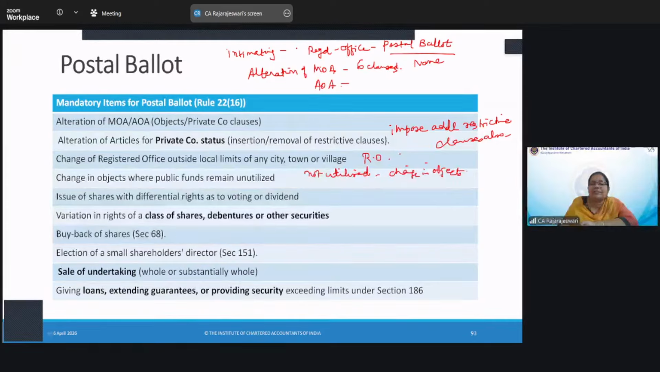Then issue of shares with differential rights as to voting or dividend. If you issue differential voting, then also you have to exercise that transaction only by a postal ballot. Then variation in class of shares, debentures, or other securities.